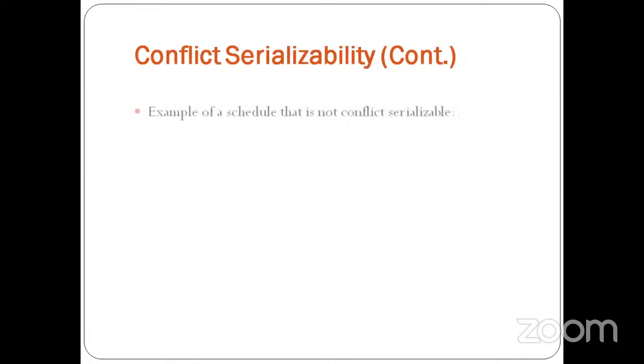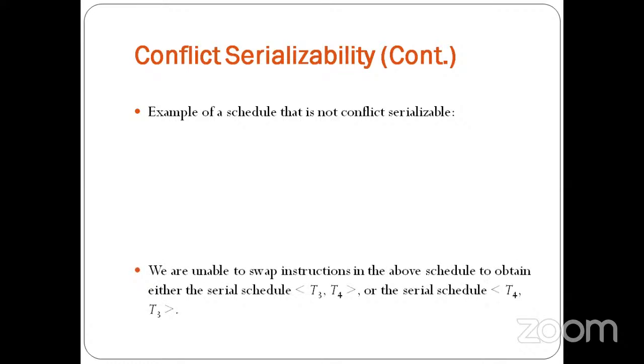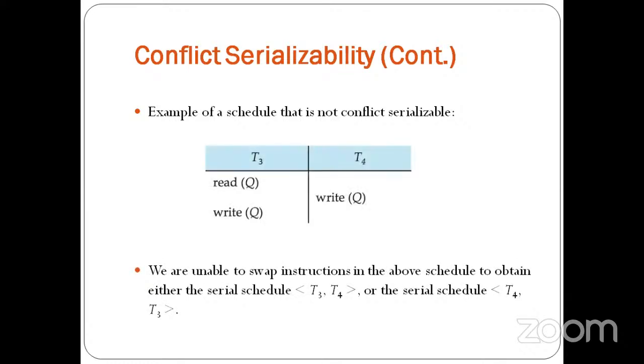Next, an example of a schedule that is not conflict serializable. Read Q, write Q, write Q, and here it is going to commit. We are unable to swap the instructions of the above schedule to obtain either the serial schedule T3, T4 or the serial schedule T4, T3.